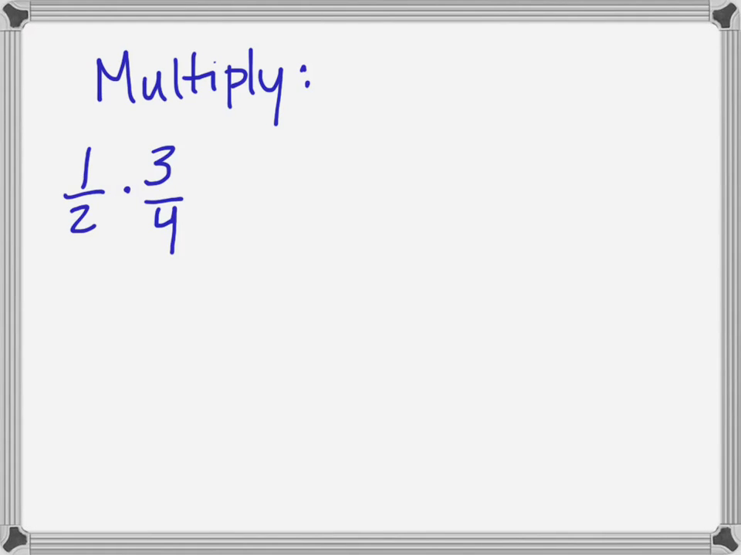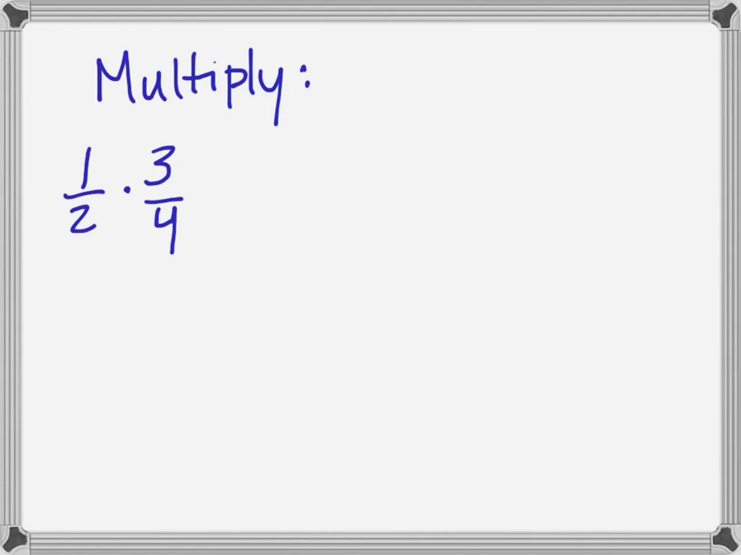In this video, we'll talk about the steps for multiplying and dividing fractions, as well as a property of real numbers that explains why the steps that we take to divide fractions will always work and give us the correct answer. So to begin, let's multiply these two fractions, 1/2 times 3/4.